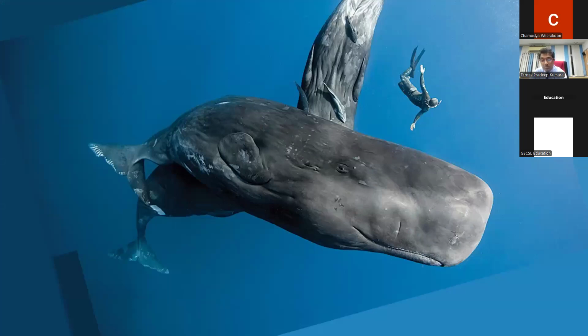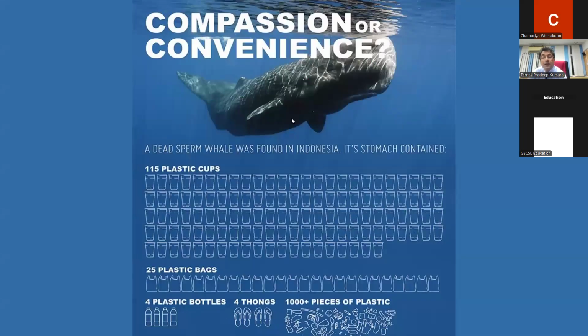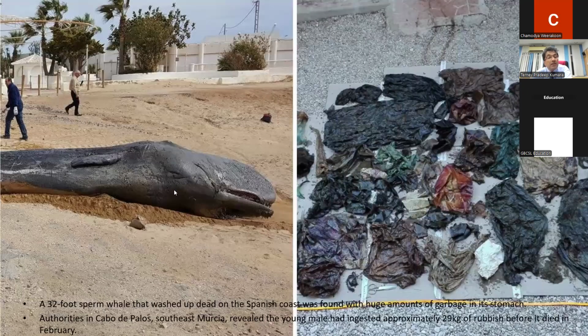Huge whale. So this is one of the dead sperm whales, and scientists in Indonesia found 115 plastic cups in the gut, 25 plastic bags in the gut, four plastic bottles, four tons, and more than 1,000 pieces of plastics, because they ingest plastic, misidentifying plastic. And another sperm whale, right? This is in Spain. 29 kilograms of plastic bags got stuck in the gut during this death, right?